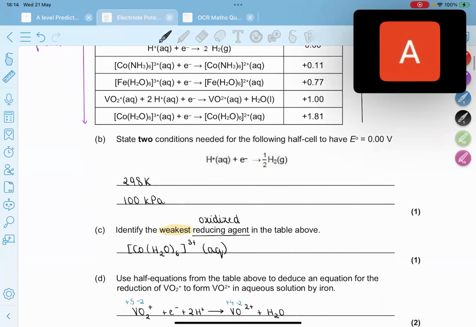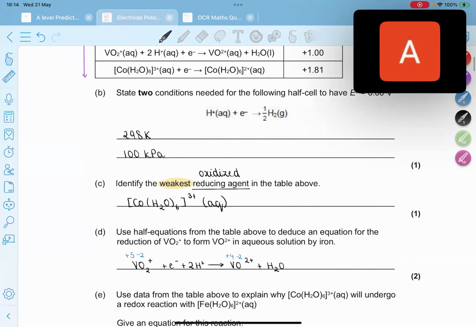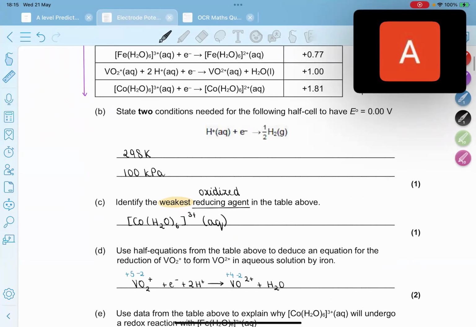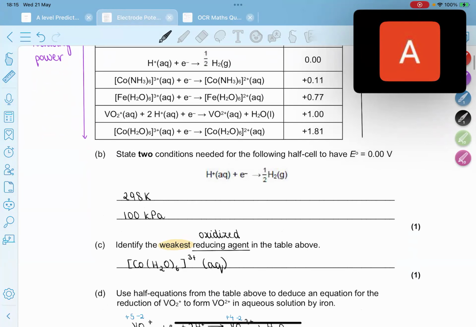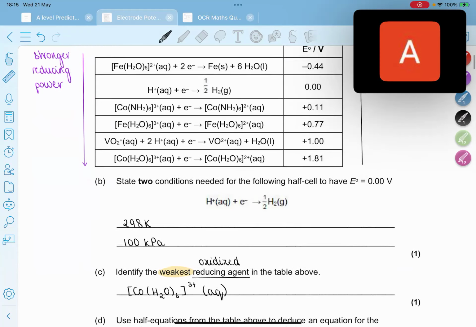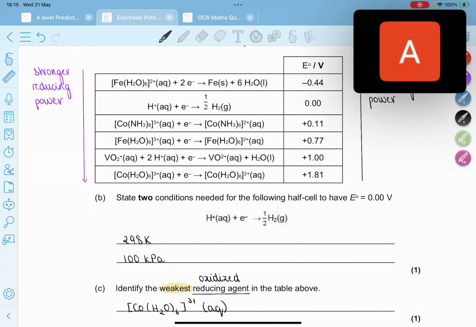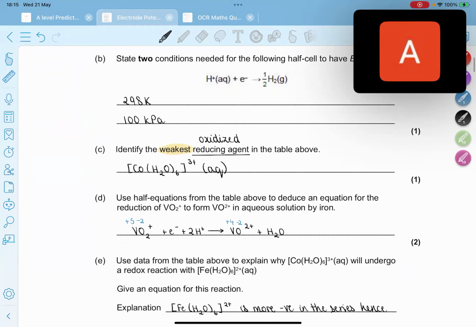Use a half equation in the table below to deduce the equation for the reduction of VO2+ to form VO2+, right? So wait. Go up, please. VO2+, VO2+. This is confusing, right? You have to use these and then balance out. There's another equation given. Please go up. You have to use this equation, right? The equation from the second to last at the bottom, right? Go down, please. Okay, fine, perfect. Got it? Go down, please.